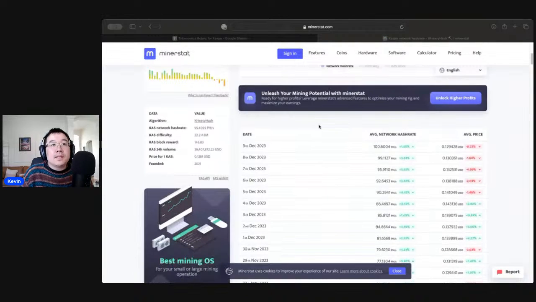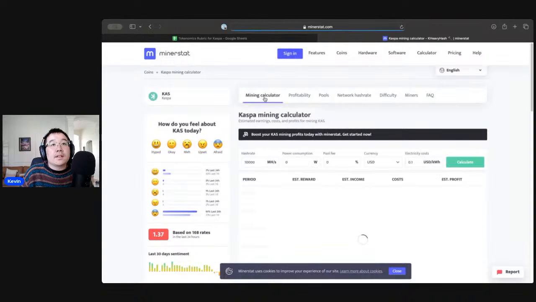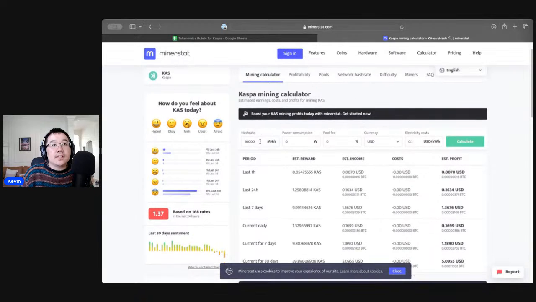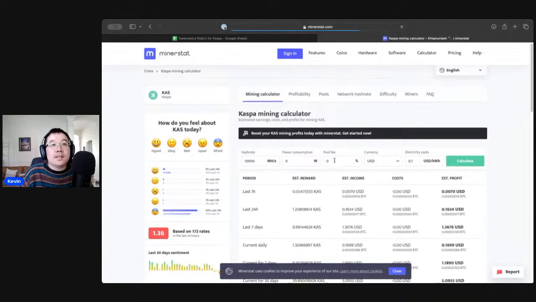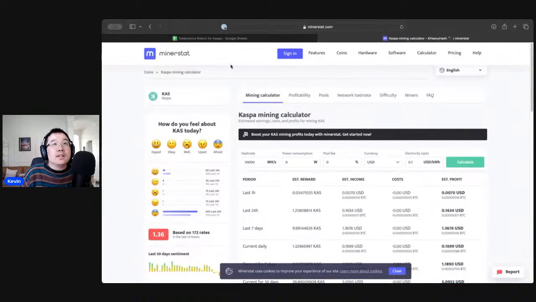So, Kaspa mining calculator. This is what I do, okay? Because this is kind of hard to tell, but I give 10,000 megahertz per second. I click calculate. This is minerstat.com. And you see in the 7-day rate, you would get 1.36 USD. Now, is that a lot or is that a little, right? It needs to be comparative.